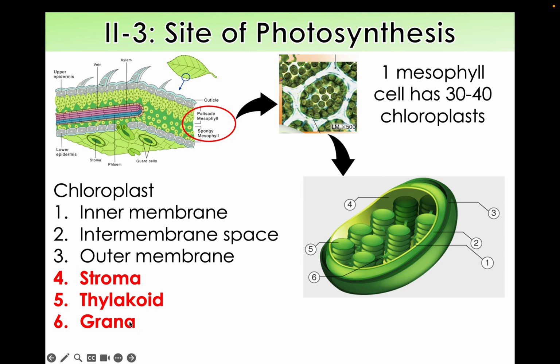And then the most important parts are here in red. The stroma, which is 4 here in the picture, it's the empty space. It's a liquid filled with enzymes inside the cell. The thylakoids, which are these discs that you see that are stacked on top of each other. So in this picture here, I see 1, 2, 3, 4, 5, 6 thylakoids in this stack. And a stack of thylakoids is called a grana.